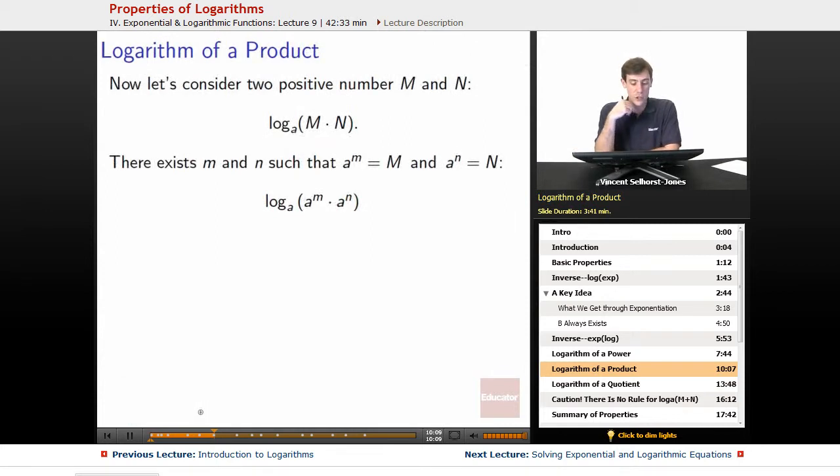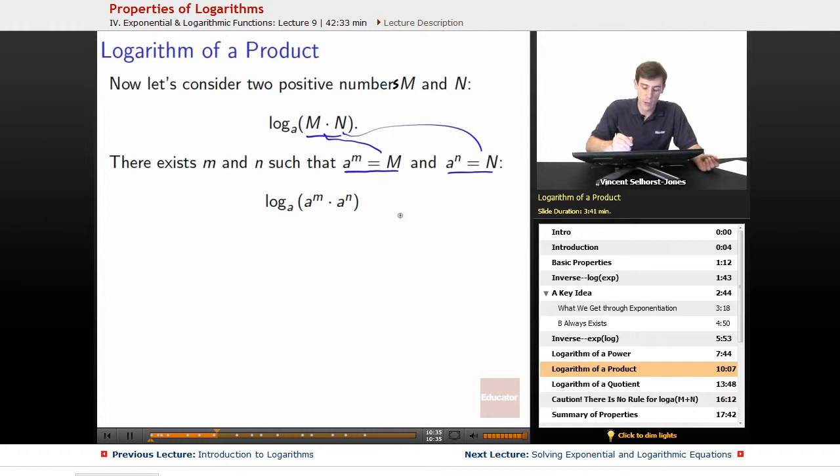Okay, now let's consider two positive numbers, M and N. Log a of M times N. So log a of the whole quantity M times N. Now, from our key idea, we know that there exist m and n such that we can raise a to the m and we'll get big M, and we raise a to the little n and we get big N, right? So we can swap these things out, and we wind up getting log a of a to the m times a to the n.